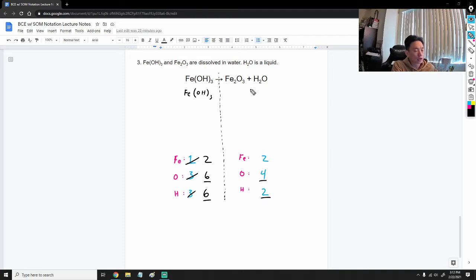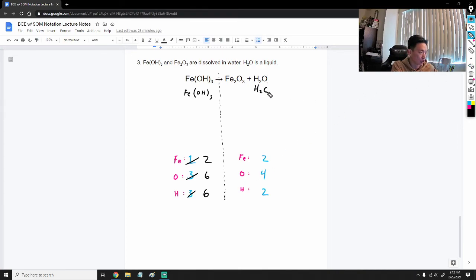We can either add this molecule, Fe2O3, or we can add H2O. But if you guys remember, there's always a better choice we can make. If you take a look at what's not balanced, the oxygens and hydrogens are not balanced. So if we add more waters, more H2O, we can be working on both the oxygen and hydrogen problem at the same time. So let's add an H2O.